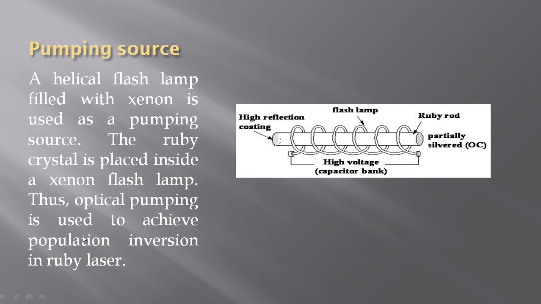Pumping source. As I have already discussed in my last video lecture, the pumping source helps in stimulated absorption. Without a pumping source, there cannot be the excitation of the electrons or atoms or ions. So here a helical flash lamp filled with xenon is used as a pumping source. You can see here in the diagram, this is the helical shaped flash lamp.